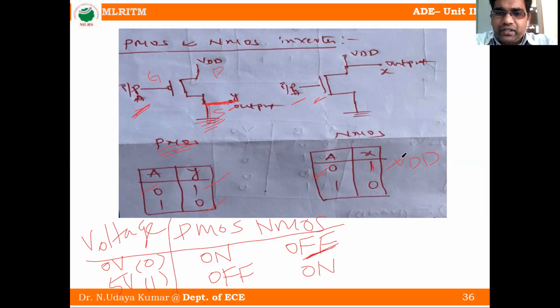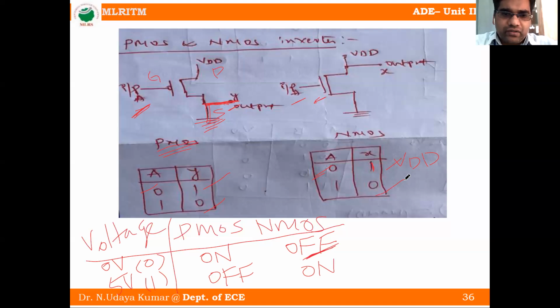Similarly, whenever we give high voltage, for example, 5 volts to the gate terminal of this NMOS transistor, 5 volts we consider as a logic 1. So this transistor is on. On means short circuit. Short circuit means this VDD is directly connected to the ground. That means output is taken at the drain terminal.